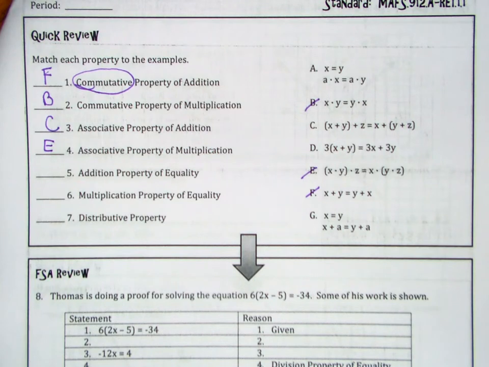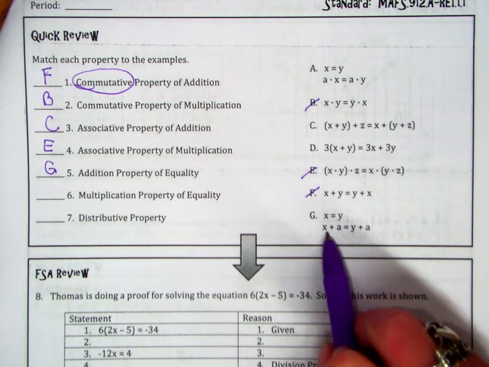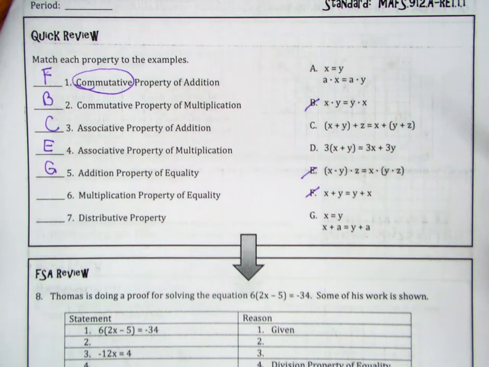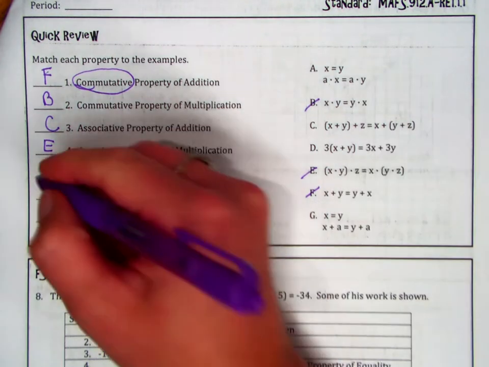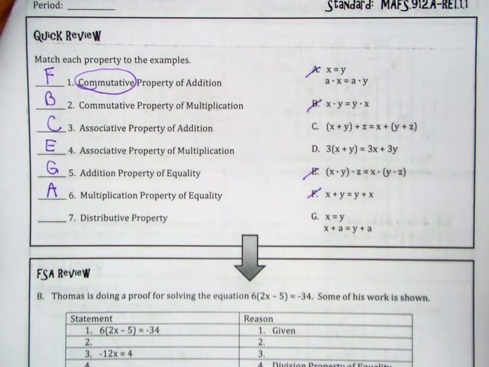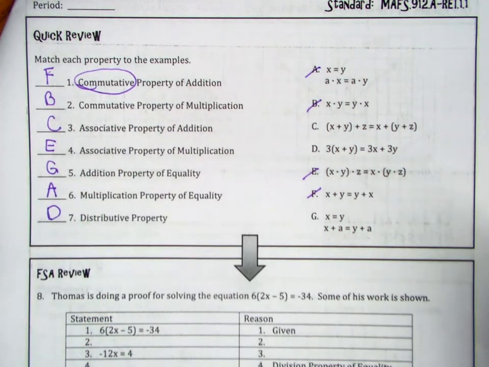Alright, so now I'm looking at number 5, the addition property of equality. Basically that's saying if I add something to something, then I'm going to get the same thing. That can be represented by the letter G. Because we said x equals y, and if I add a to x and a to y, I should still get the same value. Then that means also that the multiplication property of equality is A. And last but not least, that famous distributive property, D, that you are oh so familiar with.